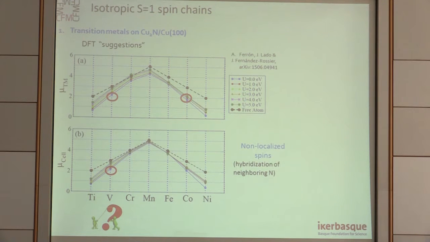And the other thing that can be derived from the DFT results is that the magnetic moment is no longer localized on the d orbitals of these transition metal atoms. Part of the magnetic moment is localized on the neighboring atoms, even though it's not the majority. But still, the question remains whether vanadium will be a good candidate for a spin 1.